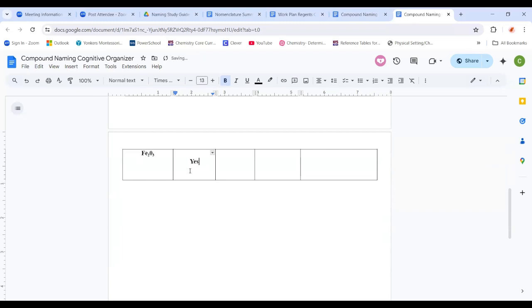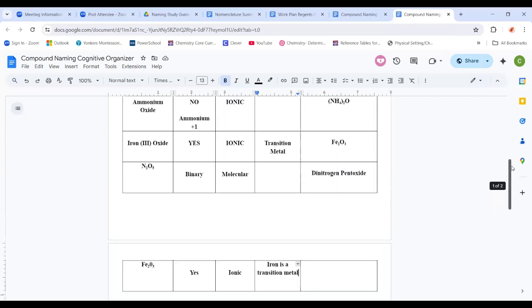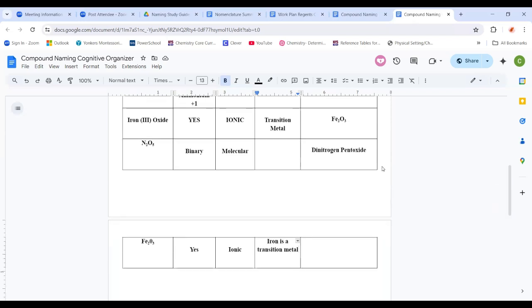Okay, so yes, this is binary. It has a metal. Iron is a metal, so yes, this is ionic. Ding, ding, ding. Iron is a transition metal. So I have to backwards engineer the charge on this. Now, it just so happens that this is the exact same compound, Fe2O3, written in the other direction. So I would have to be responsible, if I was writing it in this direction, for doing iron 3.